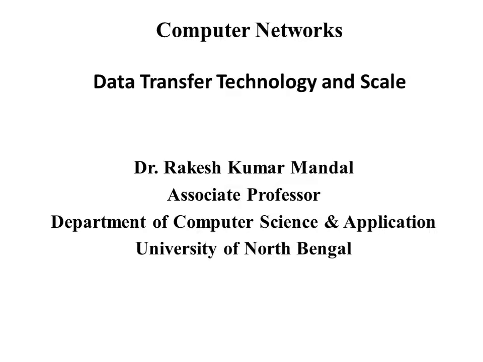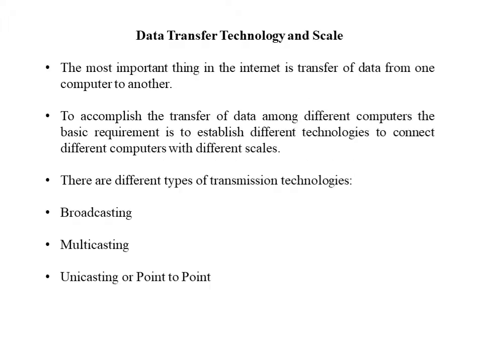Today we are going to discuss data transfer technology and scale. The most important thing in the internet is transfer of data from one computer to another computer. So to accomplish this task among different computers, the basic requirement is to establish different technologies to connect different computers with different scales. So there are different types of transmission technologies: broadcasting, multicasting, and unicasting. Unicasting is also called point to point.